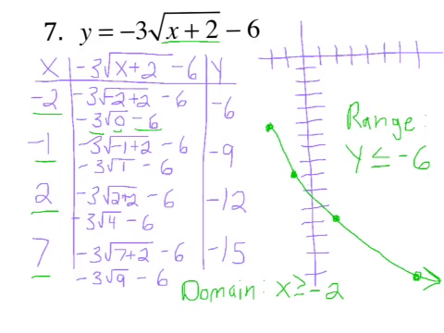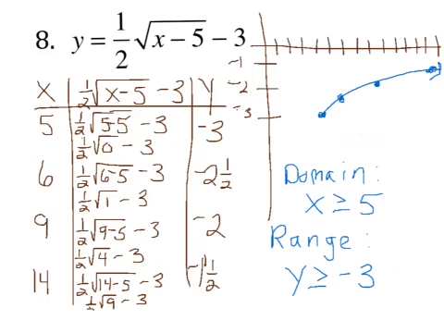As you can see, our x values start at -2 and go up. So our domain is x is greater than or equal to -2. Our y values start at -6 and go down. So our range is y is less than or equal to -6.